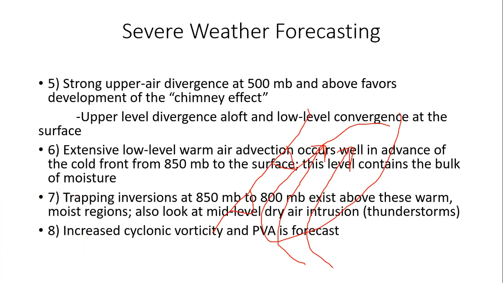All right, let's keep moving on here. Number 7, trapping inversions at 850 millibars to 800 millibars exist above warm, moist regions. Also look at mid-level dry air intrusion. We get dry pockets of air in the mid-levels, warm, moist air beneath it. So we have to look at all these factors.